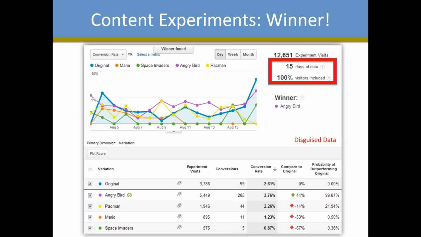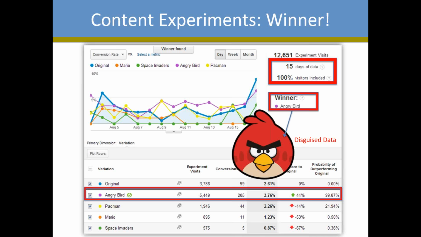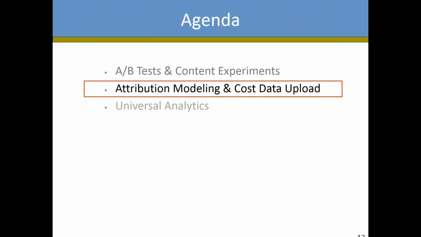But you can see here that we had 15 days worth of data, that 100% of the visitors were included, and that Angry Birds was the winner. It was the data that surfaced this, not just serving up different versions. In this case we can see that it had a 99% chance to beat the original one that we saw before. And so this is super important for Capital because they can understand really what is driving conversions and let the data speak for itself.